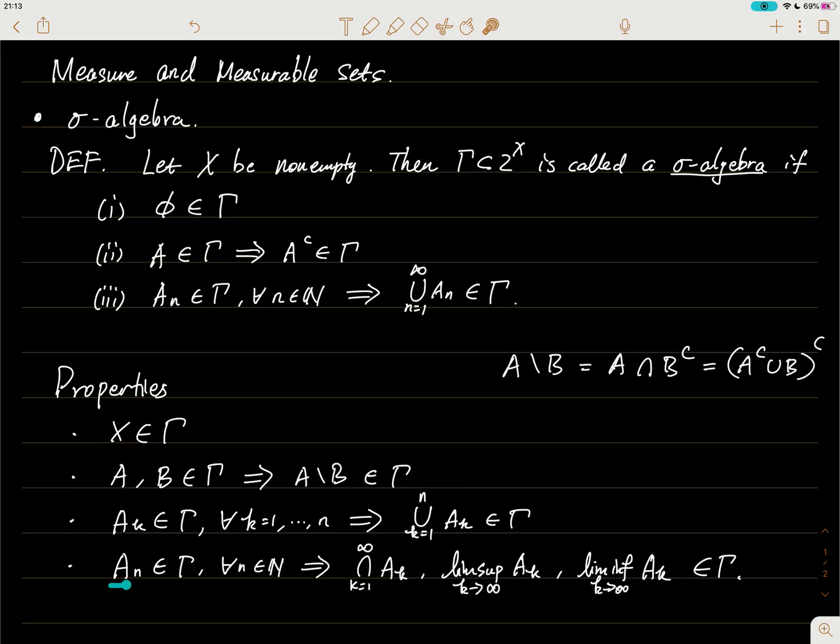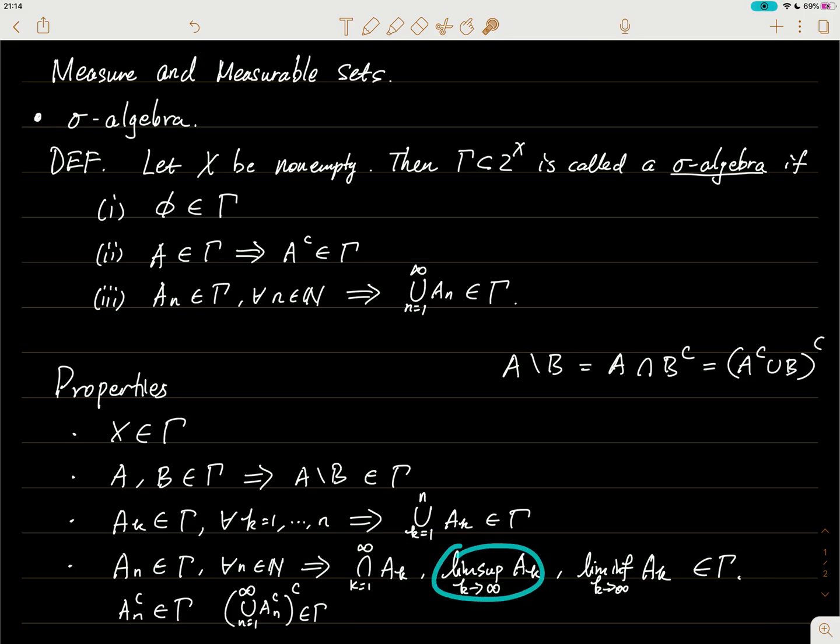And the last one, you will have countably many A_n. As we showed earlier, we have the property that the countable union belongs to gamma. I know that the complement of each of them is also in there, and the union of these will also be in gamma because gamma is closed under countable union. Then we apply De Morgan's law. The complement of this union of the complements is just the intersection of the sets, because this is equal to this. So that's how we show that this also belongs to gamma.